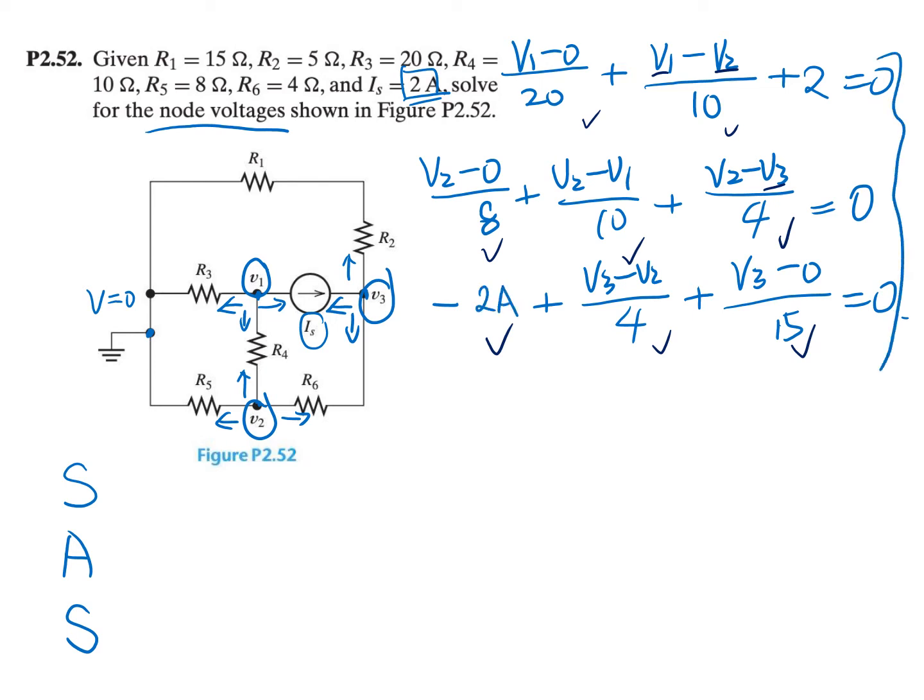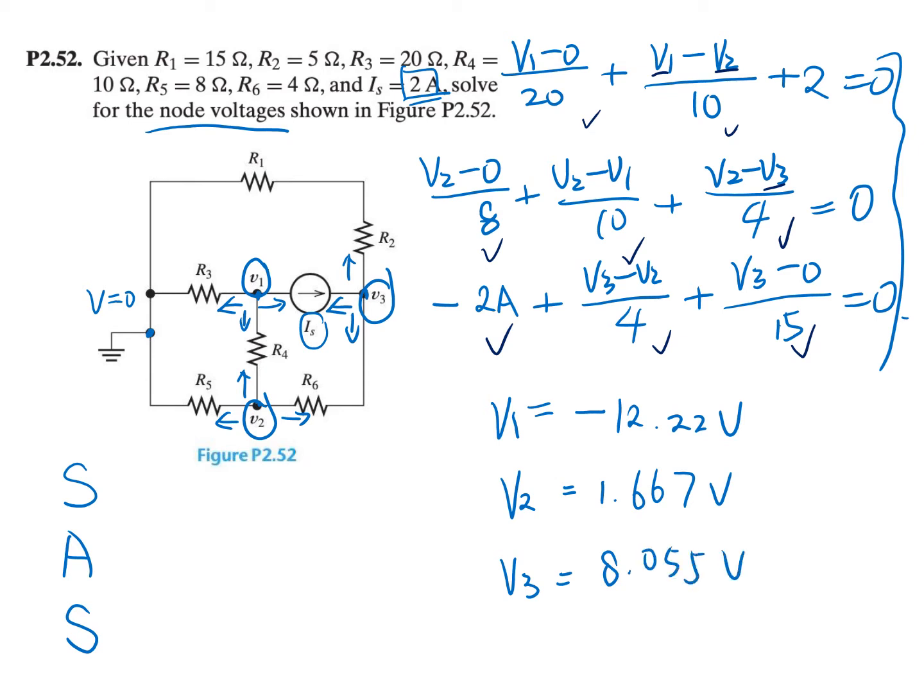So we can simplify this equation by multiplying by 20 here, and then simplify similarly for the second and third equation, and we can find V1 is equal to negative 12.22 volt. V2 is equal to 1.667 volt. V3 is equal to 5.055 volt. Well, in the midterm, that's how we are going to solve this type of questions.